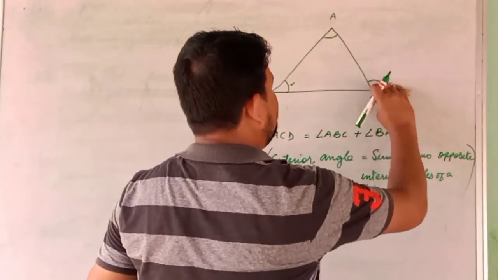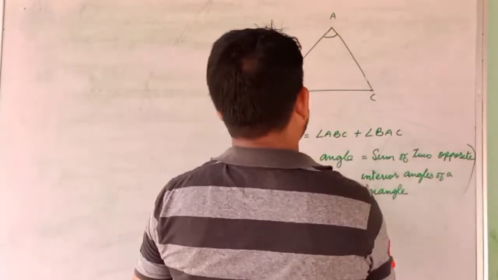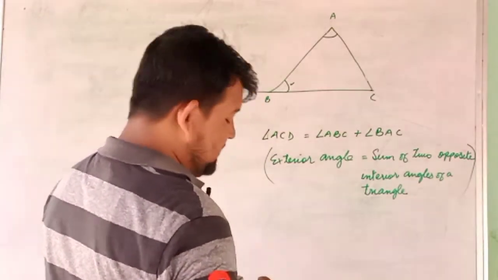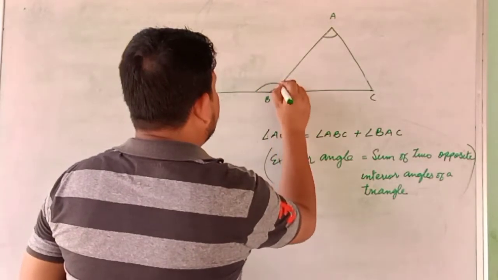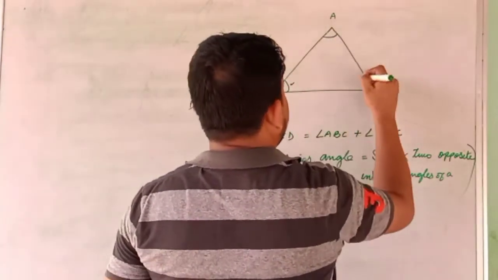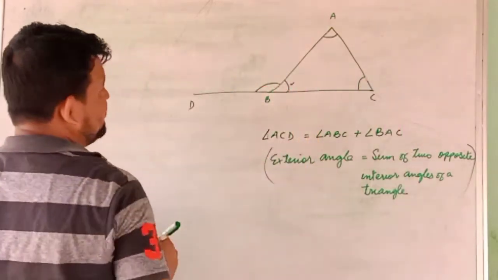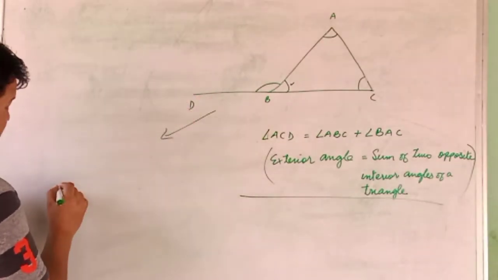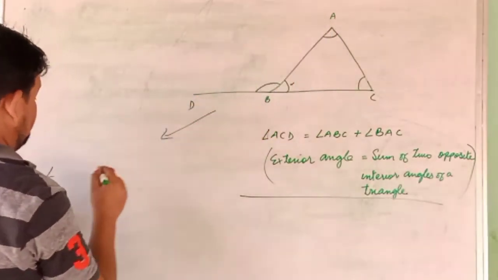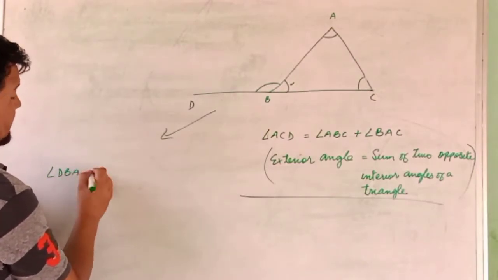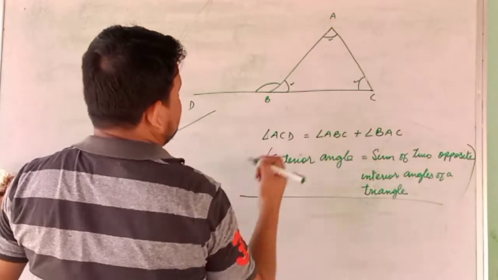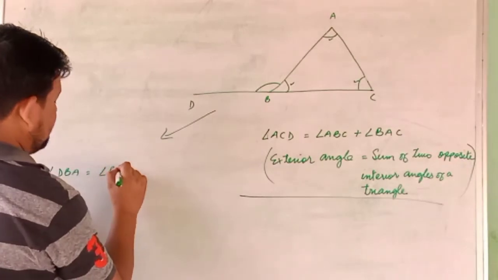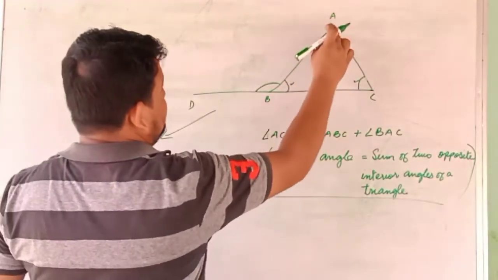Instead of extending this side, if I extend the other side, for example CB is produced to say D, then what happens? Then we know one angle is formed, and this angle will become equal to this angle plus this angle. So you'll have to write it very nicely. Then for this question, angle DBA will become equal to this angle plus this angle, angle BAC plus angle ACB.